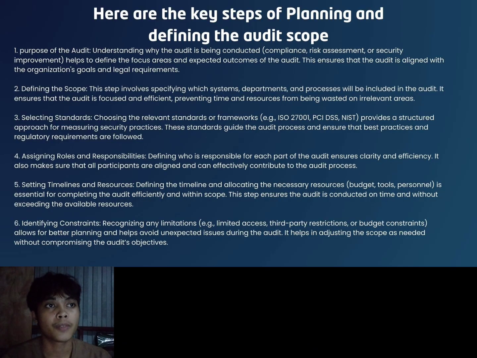Here are the key steps of planning and defining the audit scope. Number 1. Purpose of the audit. Understanding why the audit is being conducted, whether compliance, risk assessment, or security improvement, helps to define the focus areas and expected outcome of the audit. This ensures that the audit is aligned with the organization's goals and legal requirements. There are 3 types of purpose of the audit.